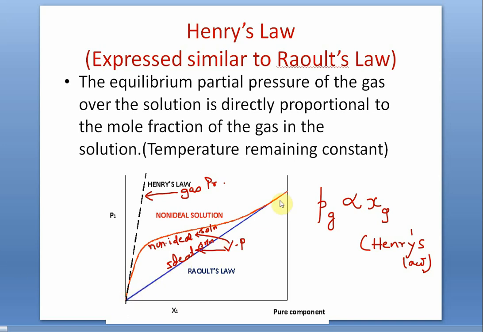This is Raoult's law. This is the partial vapor pressure of component 1, whose mole fraction is gradually increasing. This is the ideal solution. But in reality, this is a non-ideal solution with positive deviation, where the vapor pressure becomes more because the intermolecular forces are less.